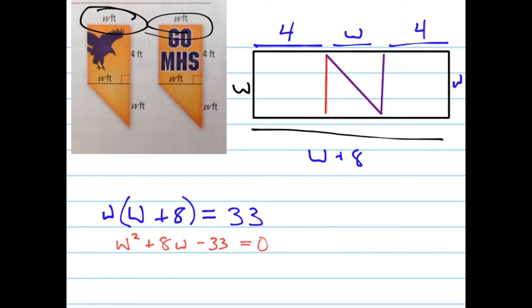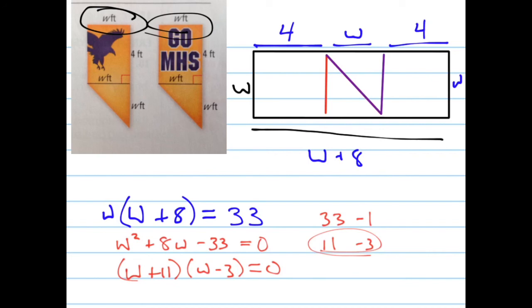Tyler. 11 and negative 3. You only have so many options for factors of 33. You got 33 and 1, and 11 and 3. We know that the bigger one has to be positive, smaller one has to be negative, and only one of those pairs adds up to 8. So we have W plus 11 times W minus 3.